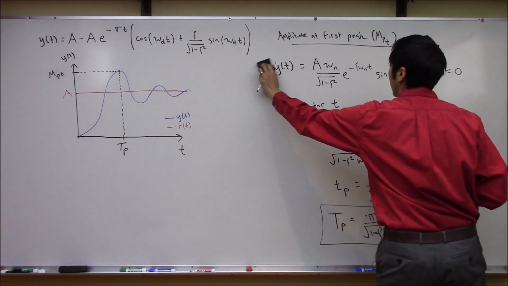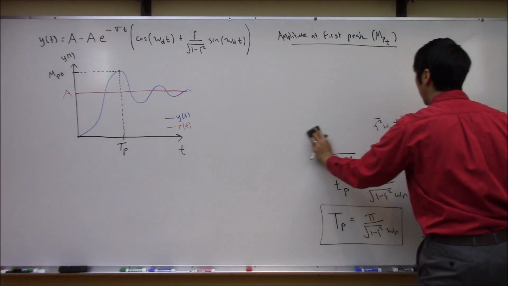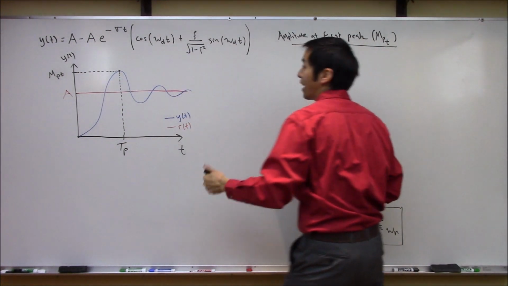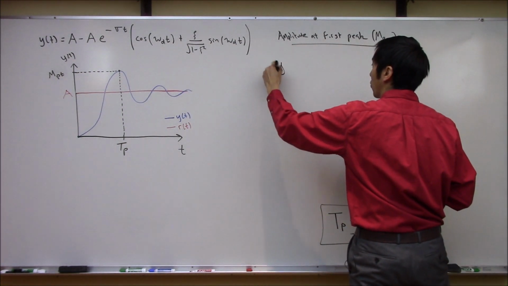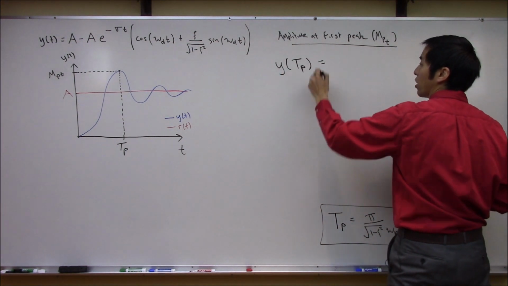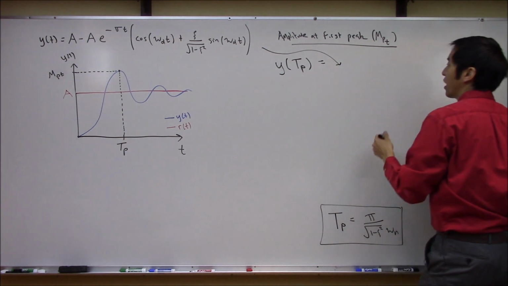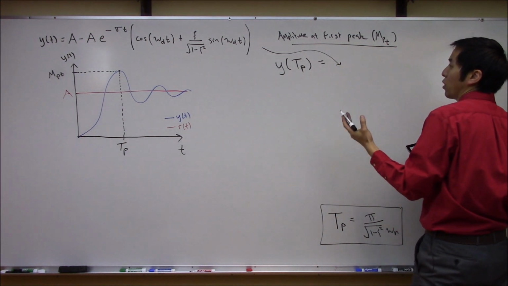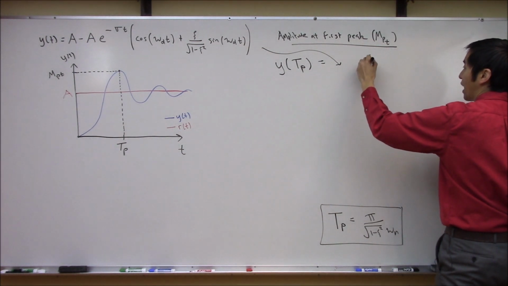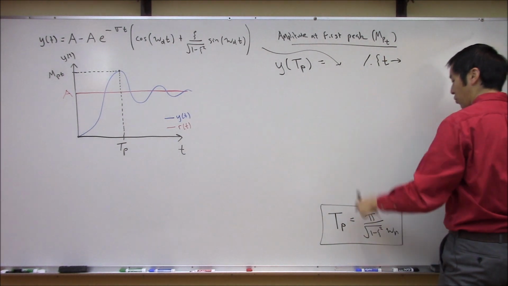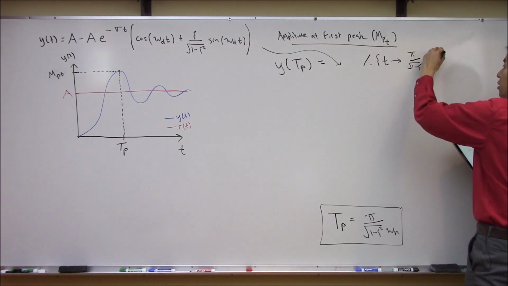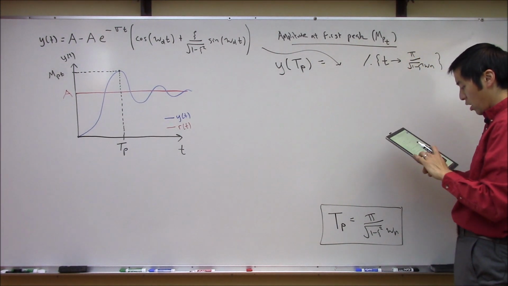And as you can probably imagine, this is actually really easy. If I already have the time at the first peak, all I have to do is evaluate this function at the peak time. So I just need to look at y at capital T_p. In other words, take that entire big thing here, and everywhere you see a t, replace it with this expression down here. To use some Mathematica terms, you would slash dot, and everywhere you see a t, replace it with pi over the square root of 1 minus zeta squared times omega n. That's all you do.